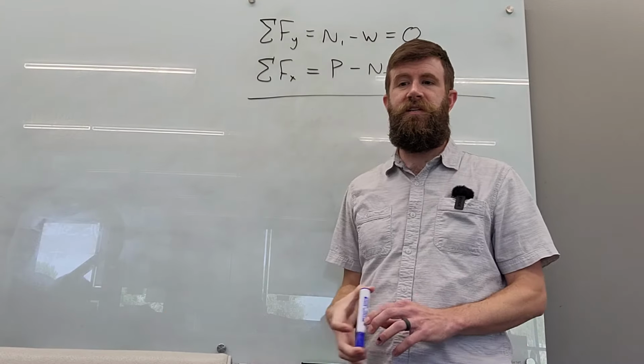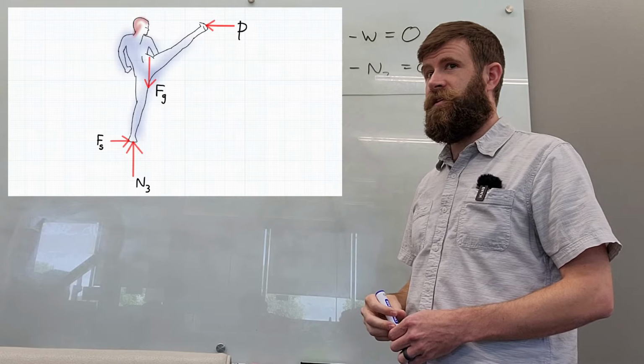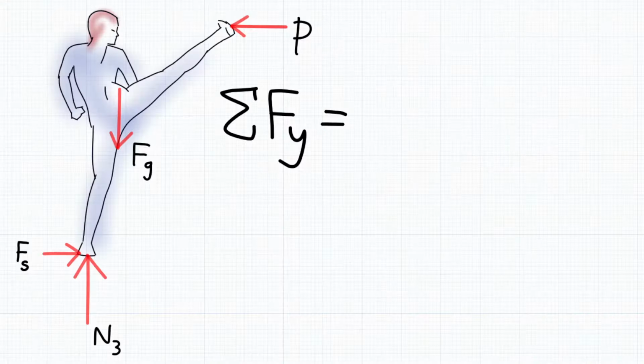Let's do the same thing for Mystique. Can anyone tell me the equation for the forces in the y direction on Mystique? In the y direction, positive would be the normal force, N sub 3, and then negative would be the force of gravity again, or weight.